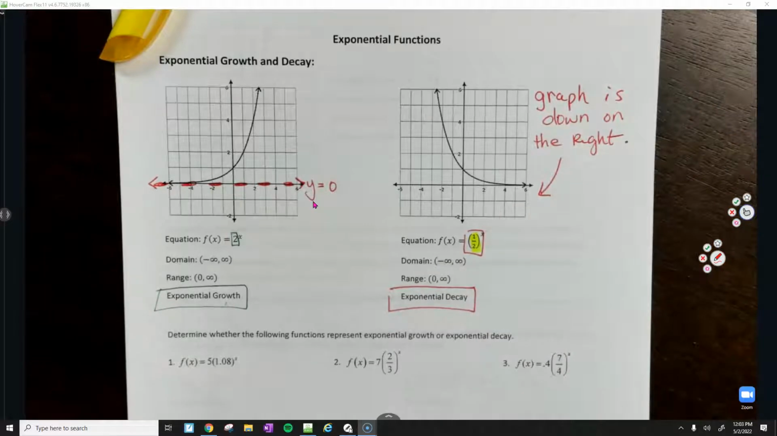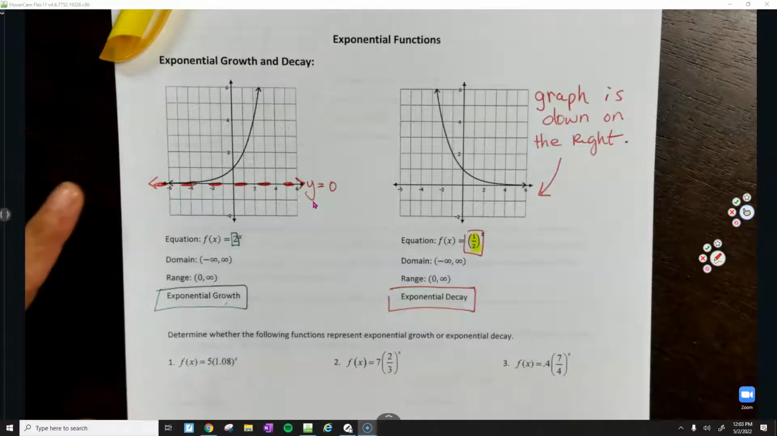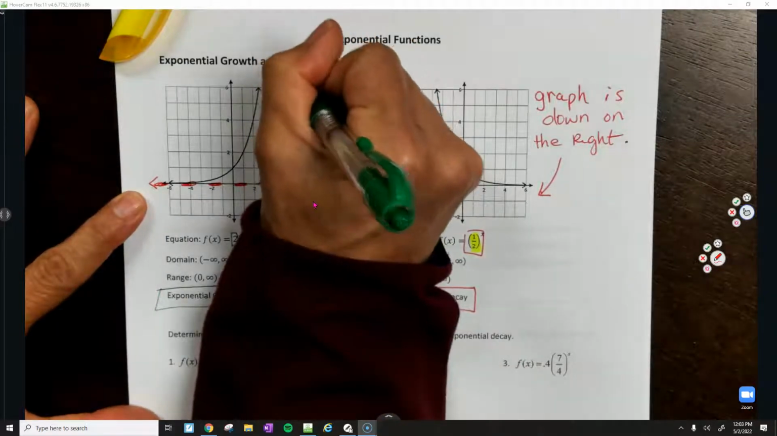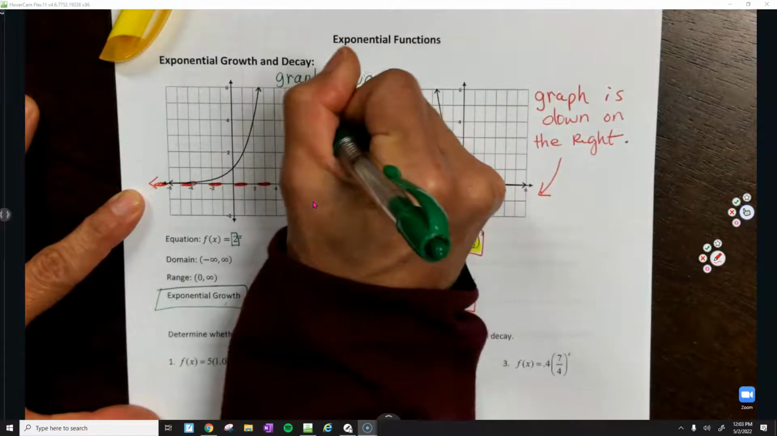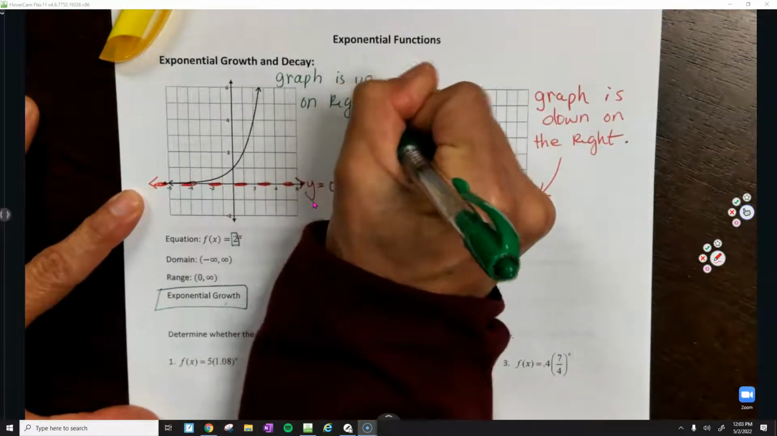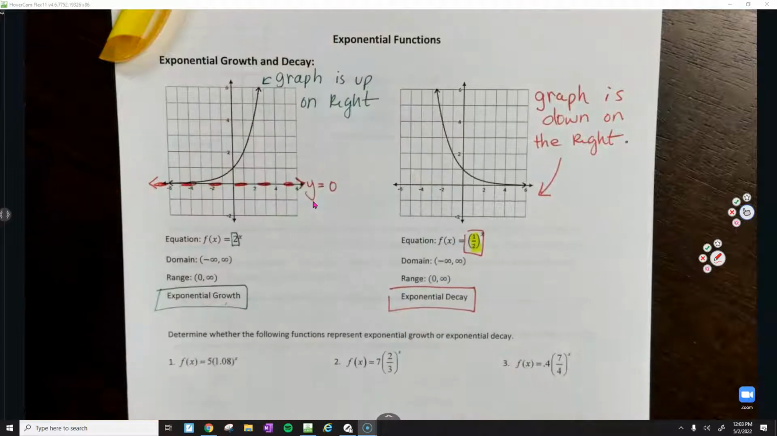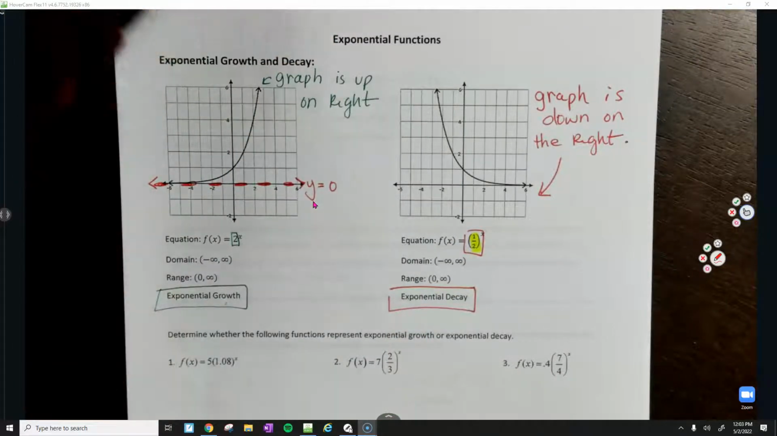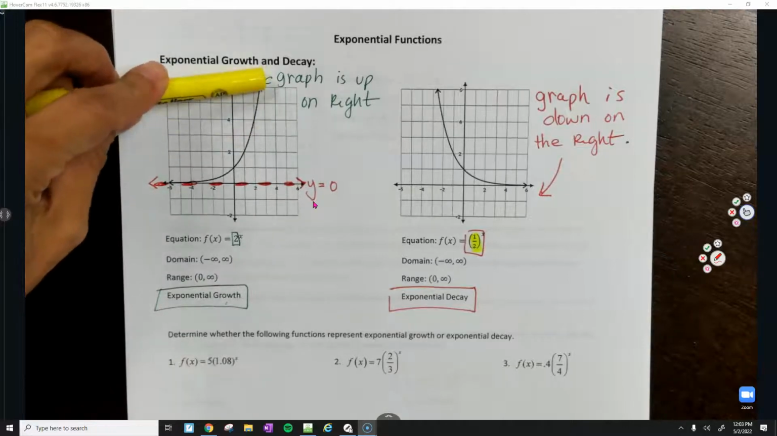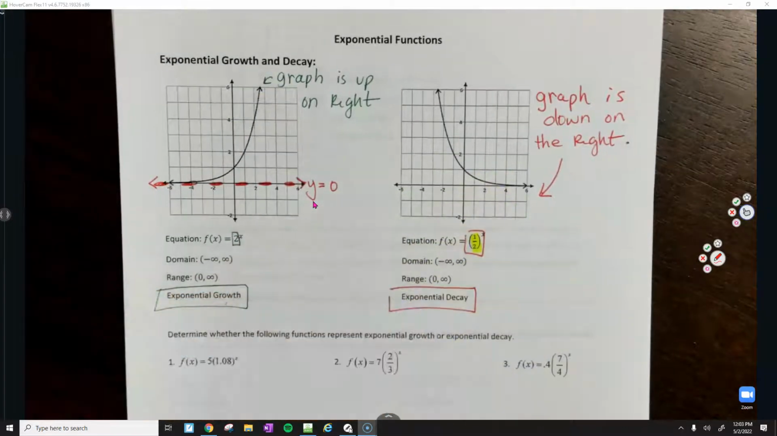So it's not pointing up. If it's not pointing up, it is not a growth. Over here, if you notice, this graph is up on the right. So there's the up arrow right there. I can very clearly see that that is going to be a growth. This is a picture of a growth, up on the right. This is a picture of the decay, down on the right.